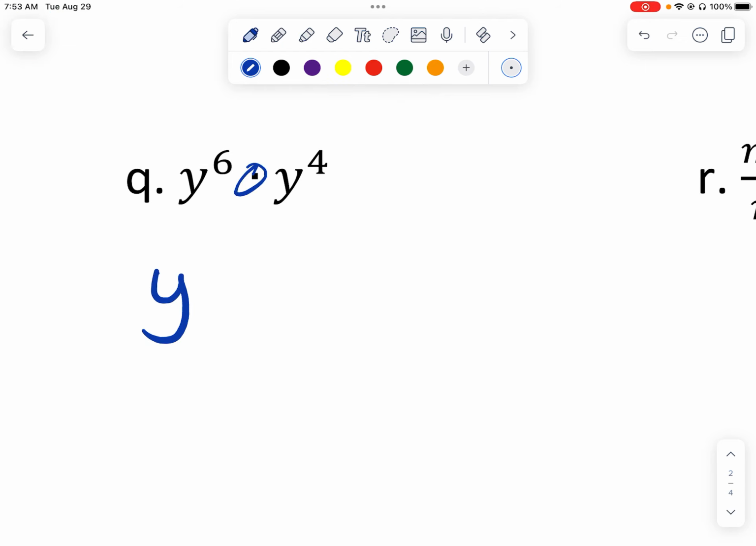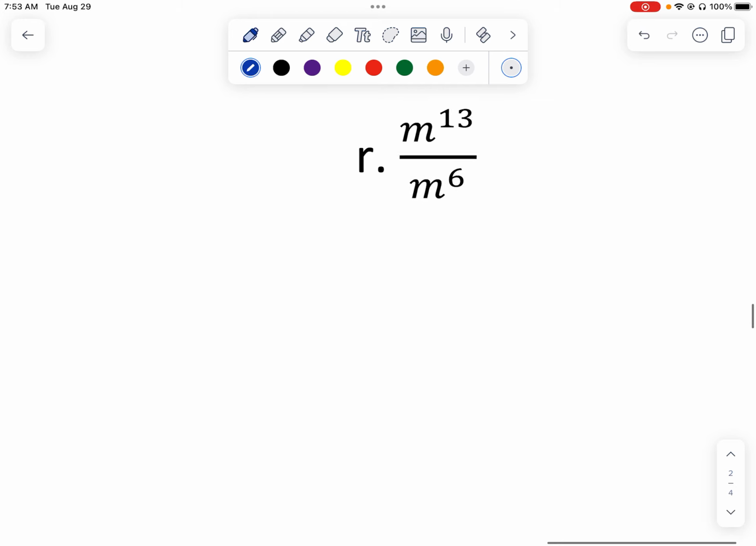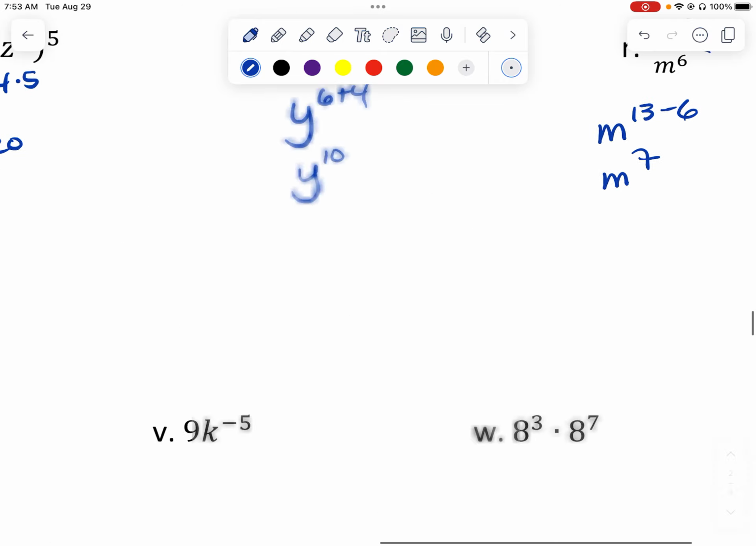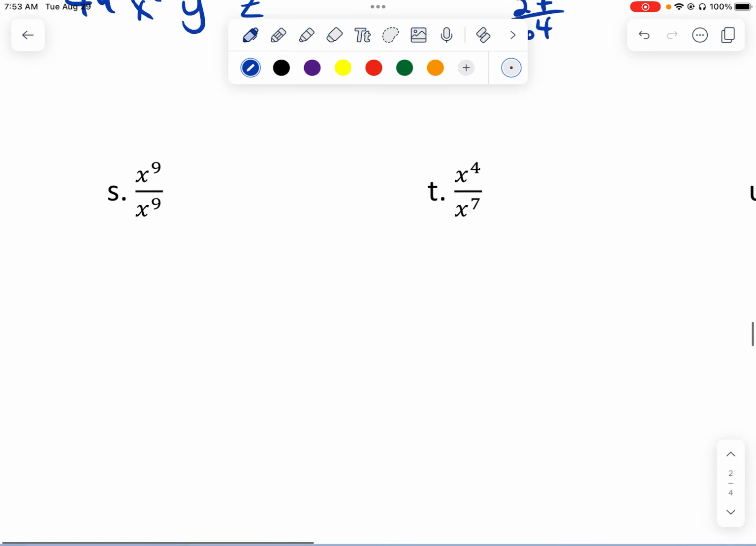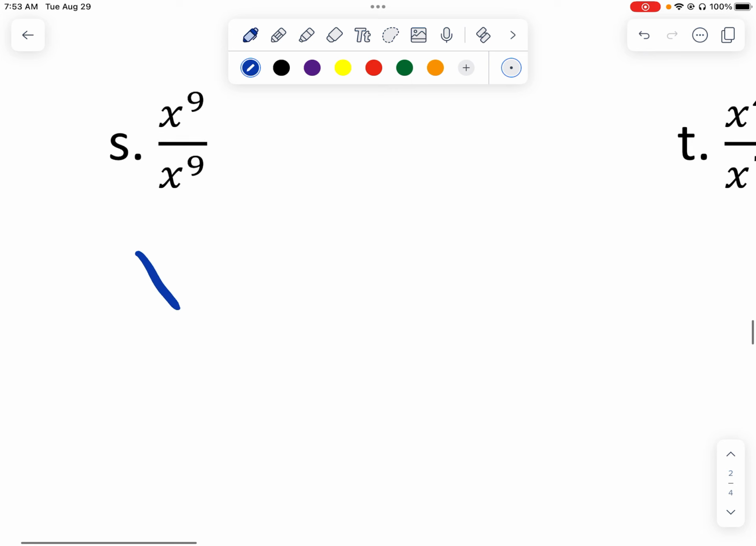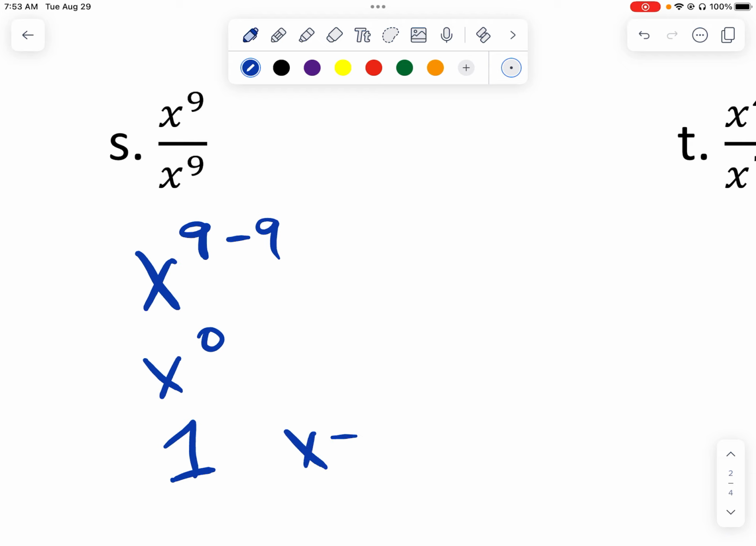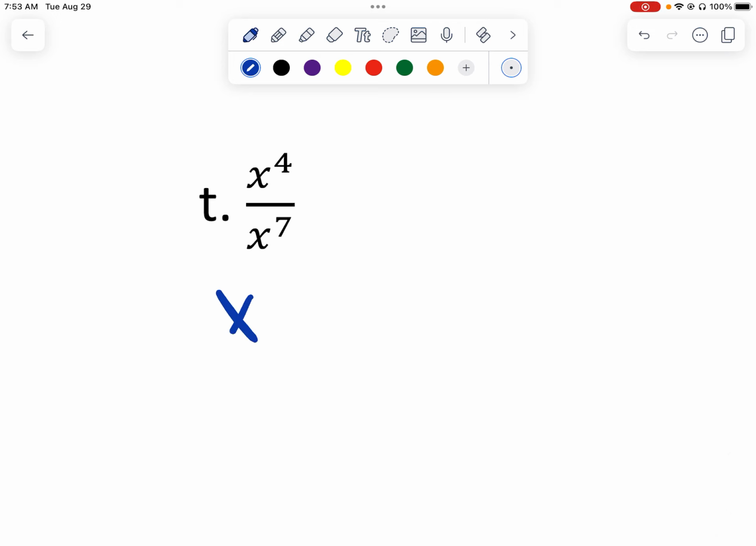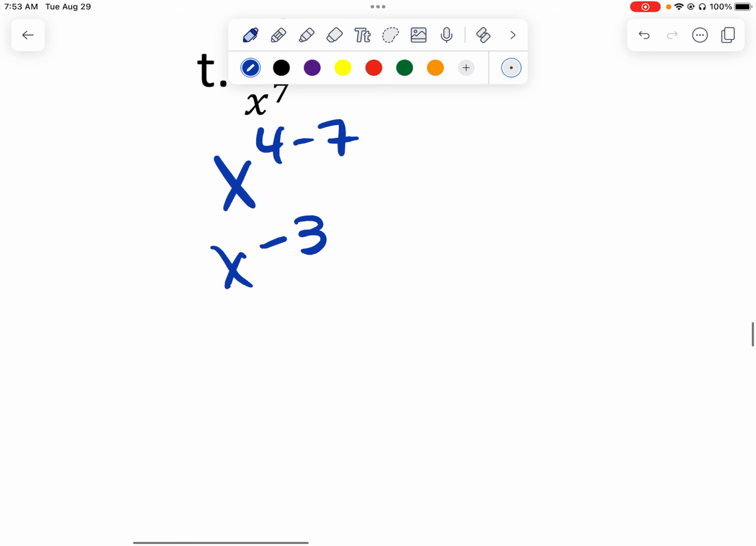Bases are the same. We have multiplication, so we add the exponents. Y to the 10th. We have division, same base, so we subtract the exponents. Bases are the same. We have division, so we subtract the exponents as long as x does not equal 0. This one, bases are the same. We subtract our exponents, we get negative 3. So that's 1 over x to the 3rd.